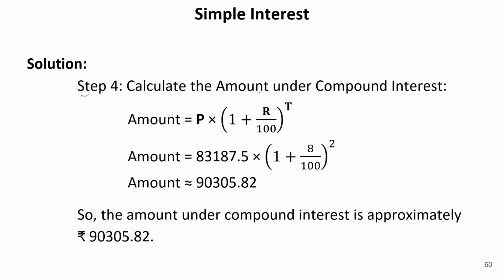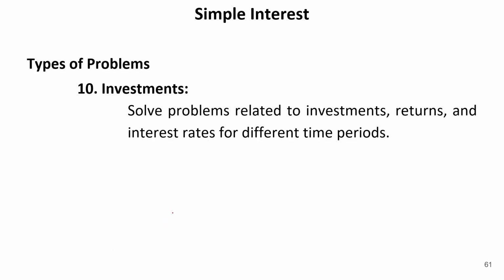So step 4, calculate the amount under compound interest. Amount is equal to P into 1 plus R by 100 whole power T. So the amount will be 83,187.5 into 1 plus 8 by 100 whole power 2. So the amount will be 90,305.82. So the amount under compound interest is approximately 90,305.8. Okay, so let's see the 10th kind of problem, that is on investments.